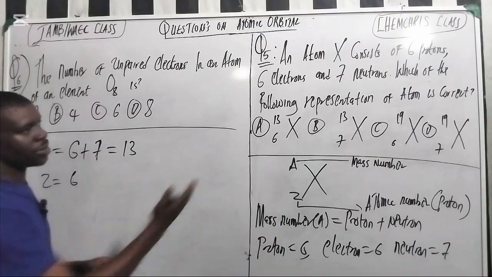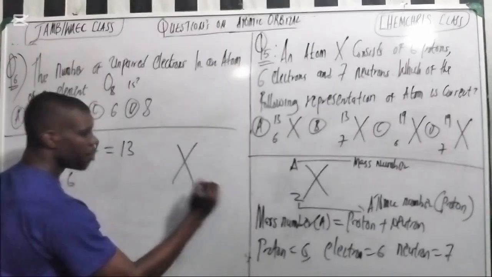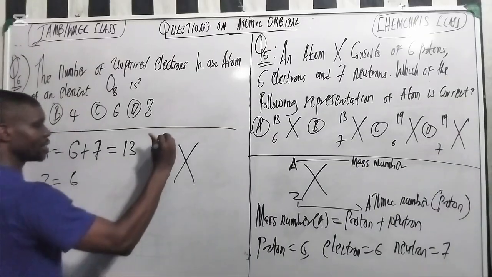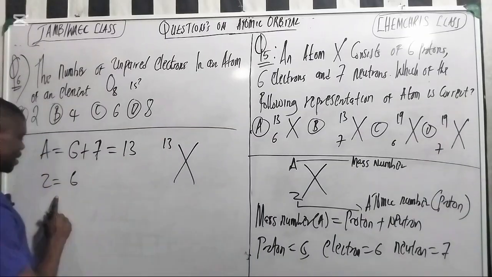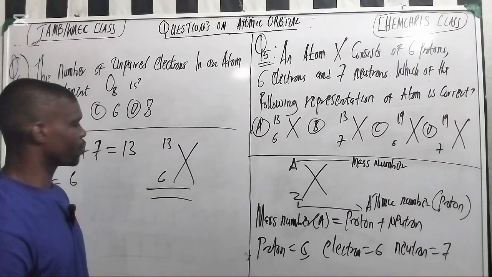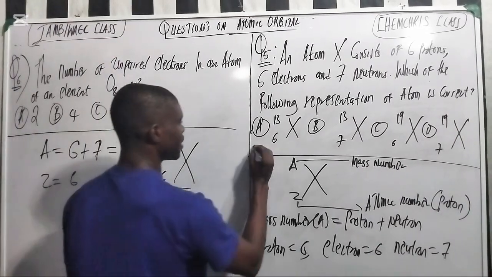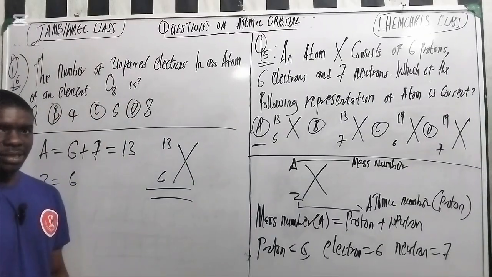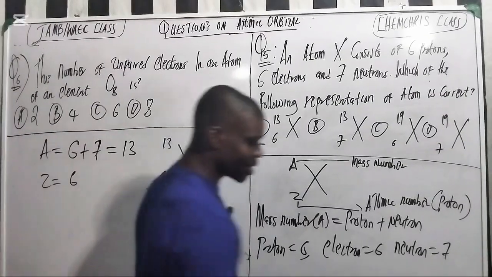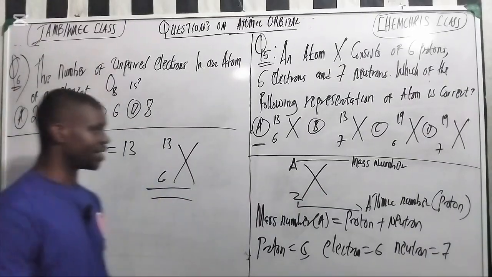So the atomic symbol is now going to be X. My A is 13, then my Z is 6. So which one is the answer? The answer is A. You can see how easy it is. Once you understand the concept very well, you find that this is very, very easy.